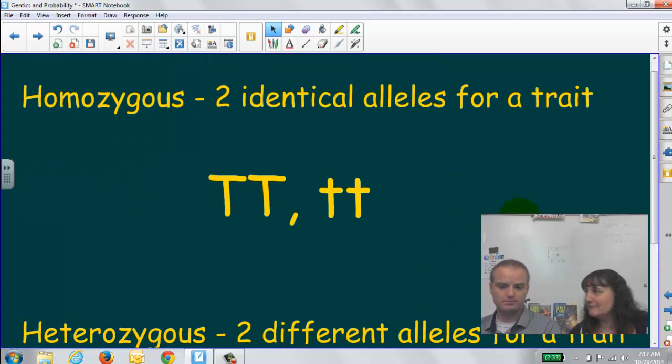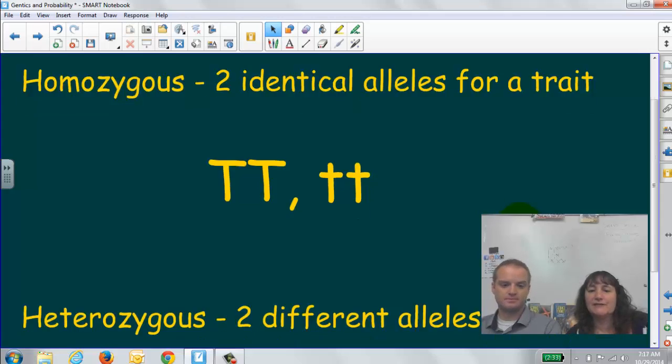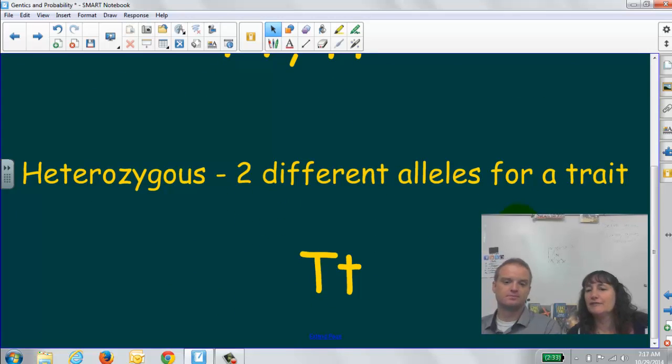All right, and there's a name for those type of genes. They're homozygous, which means you have two identical alleles for a trait. So if you have two of the dominant traits or two of the recessive traits, you're homozygous. It's kind of similar to thinking about purebred animals. And then there's heterozygous, which means two different alleles for the trait. That's going to be that hybrid, one of each allele. All right. That makes sense.